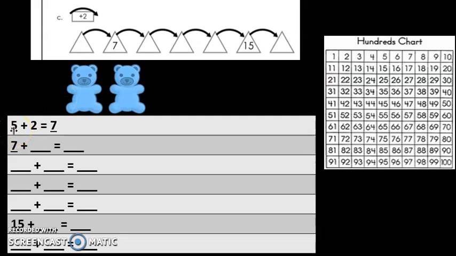Also, if you still cannot count from 5, 6, 7, find that 5 here on your chart. It's right there. You see it, 5. All you're going to do is count forward 2. Watch. 1, 2. So your answer is going to be 7. So Mr. Begay did this first part for you.